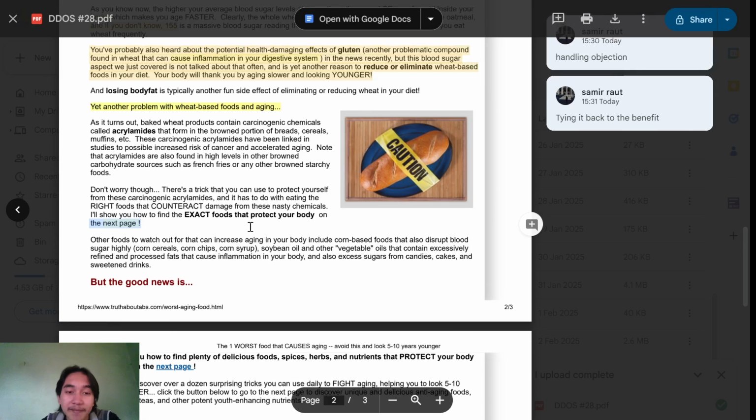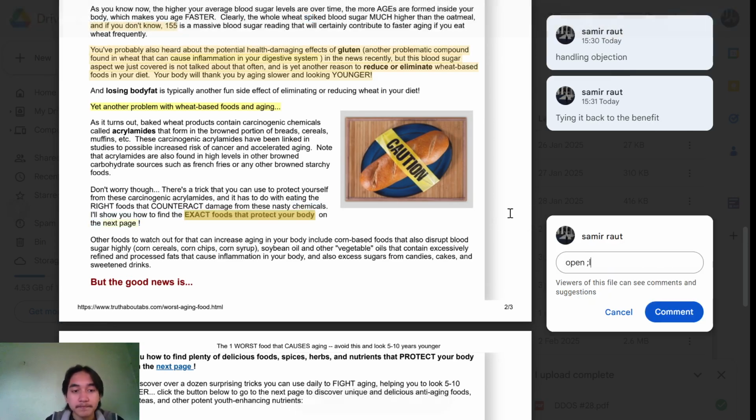I'm talking about that, right? I just told you you're gonna find exact foods. So this acts as an open loop.